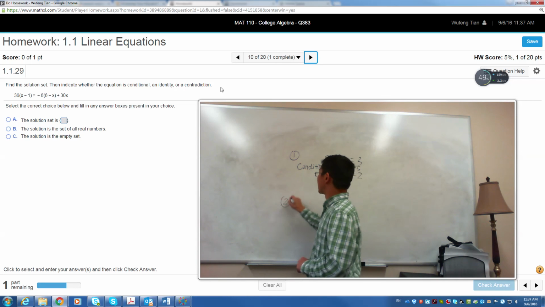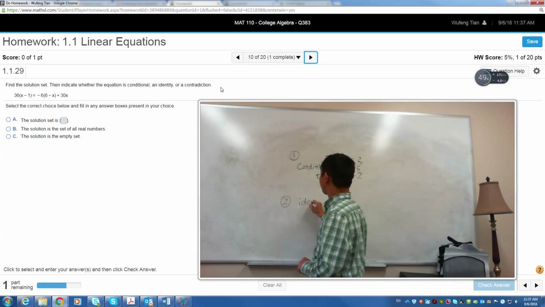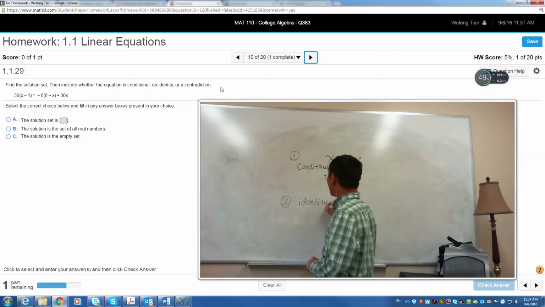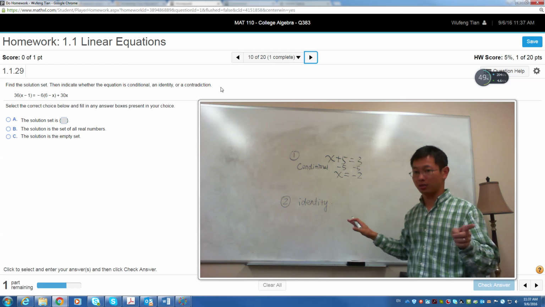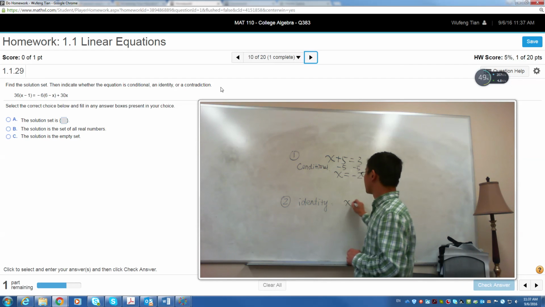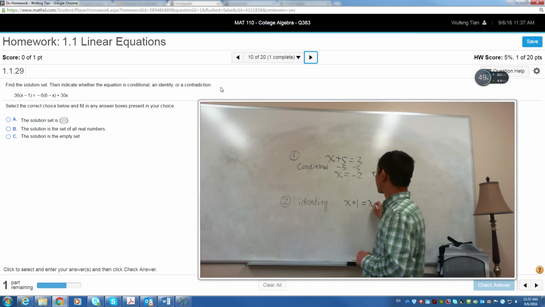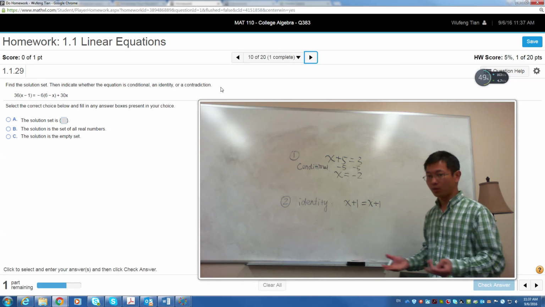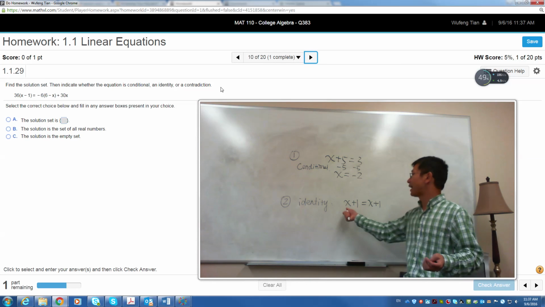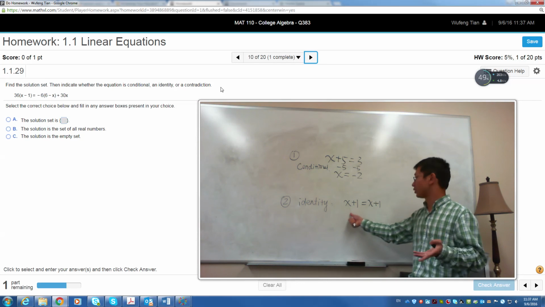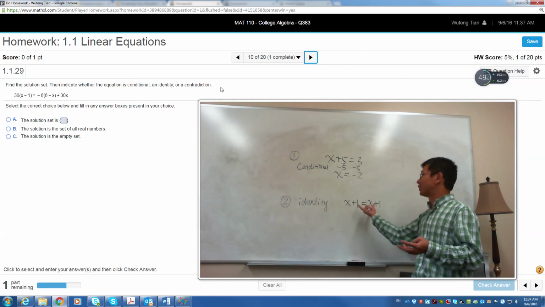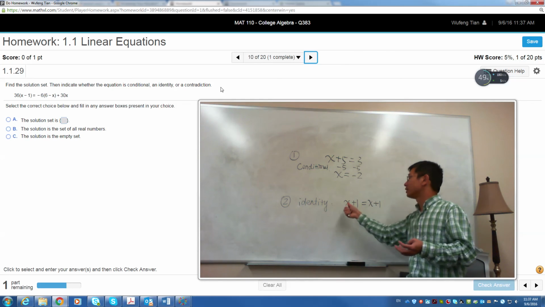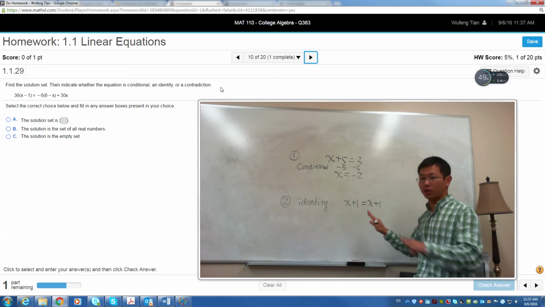Second one is what? Identity. What is identity? Identity means you have infinitely many solutions. Example, x plus 1 equals x plus 1. What does it mean? It means whatever x you put here is always true. If x equals 1, 1 plus 1 equals 2, 1 plus 1 equals 2. So it's identity. Whatever x you put here is always true.